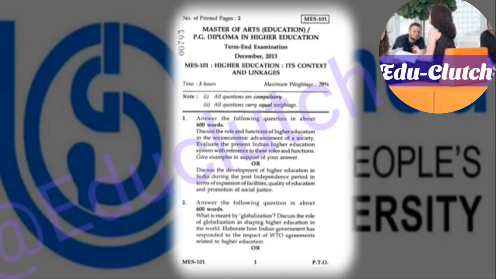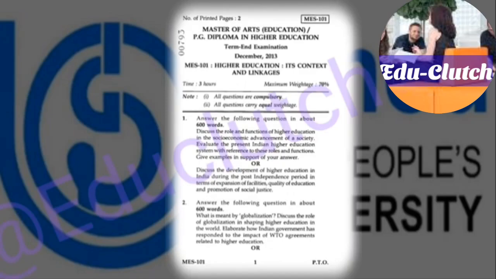And the next choice is, discuss the development of higher education in India during the post-independence period in terms of expansion of facilities, quality of education, and promotion of social justice. Second question, again to be attempted within 600 words. Again the choice is there.